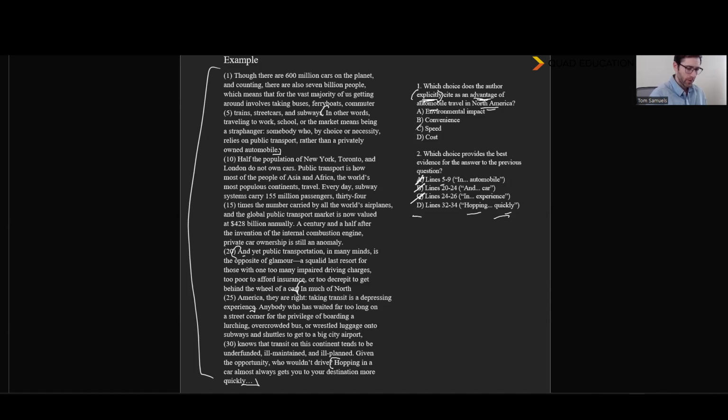Environmental impact, it's not quick. Convenience, you could make an argument, but trying to make an argument means you're wrong. Speed is quickness, that's the same thing. And then cost is not quickness, so we're left with C there. So hopefully this illustrates how this works. You're trying to be very specific with how you're applying your evidence with these evidence pair questions.